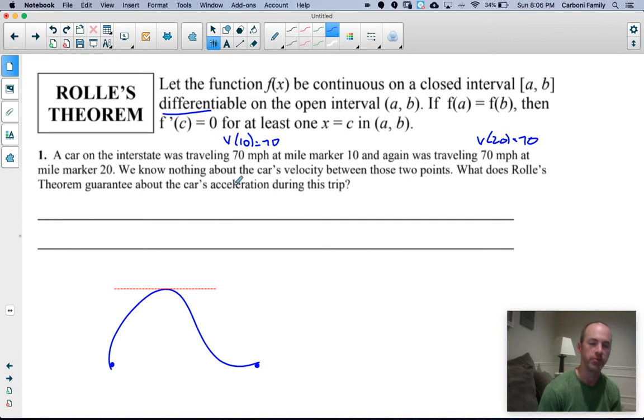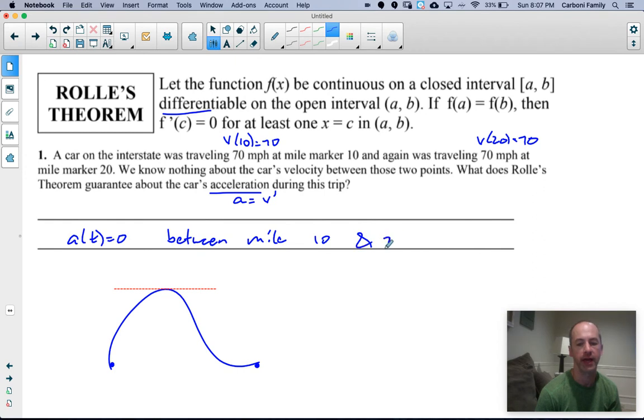What does Rolle's theorem guarantee about the car's acceleration? And remember, acceleration is the derivative of velocity. So you could think of it as asking about the derivative of velocity on this trip. And because the velocity started and ended at the same value, we know that there is a point where the acceleration is equal to 0 somewhere between mile markers 10 and 20.